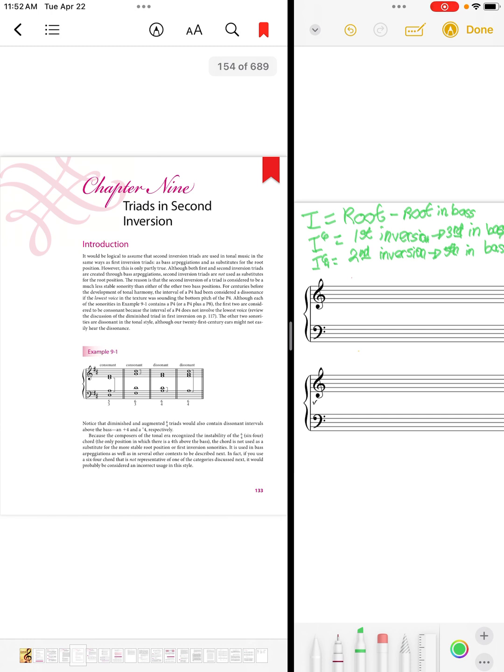And we already just got the arpeggiation, all that stuff from yesterday. Nothing's changed.